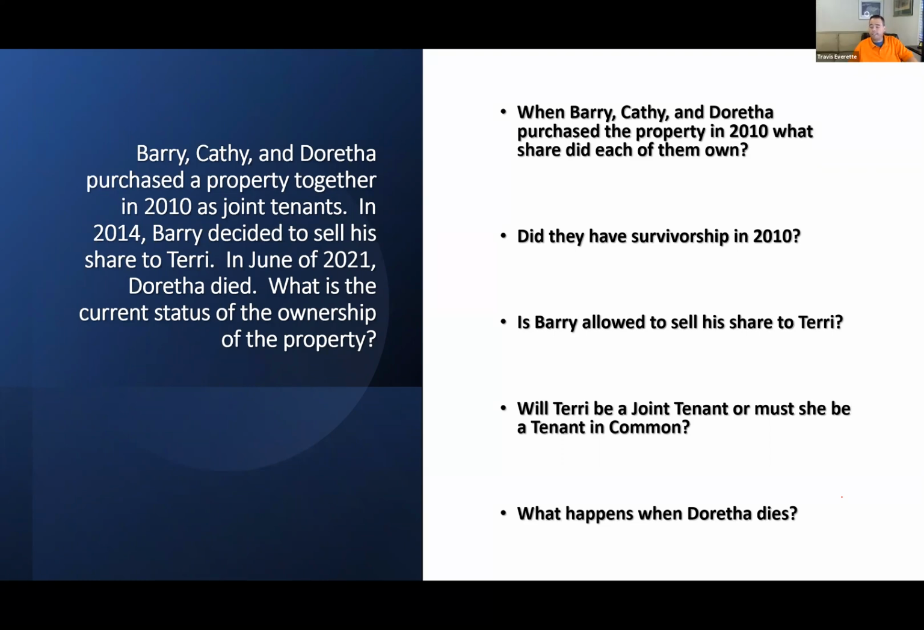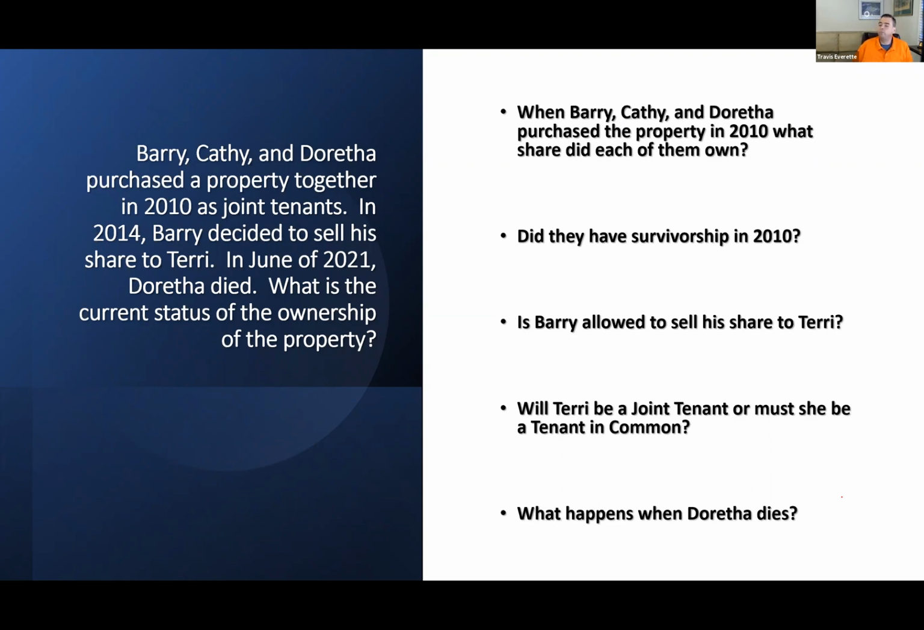So Barry has decided to sell his share in 2014 to Terry. In June of 2021, Doretha died. What is the current status of the ownership of the property? Now, this is broken down into a bunch of questions, and I'm going to go through it that way, but I'm also going to show you the way I would do this on a test for myself.